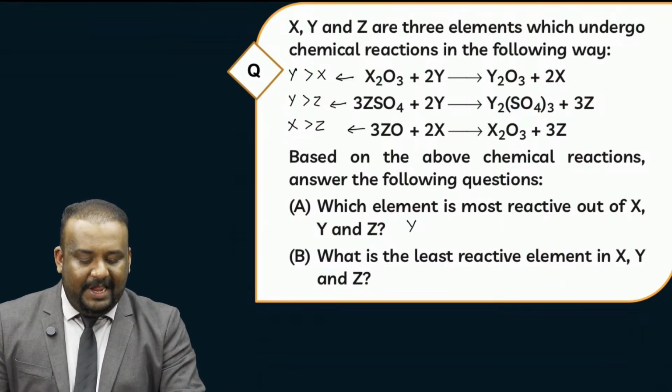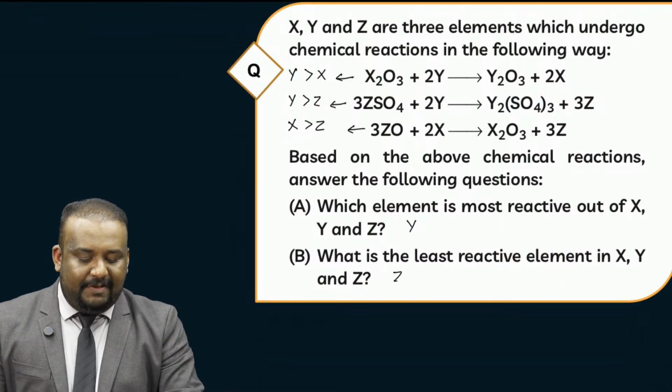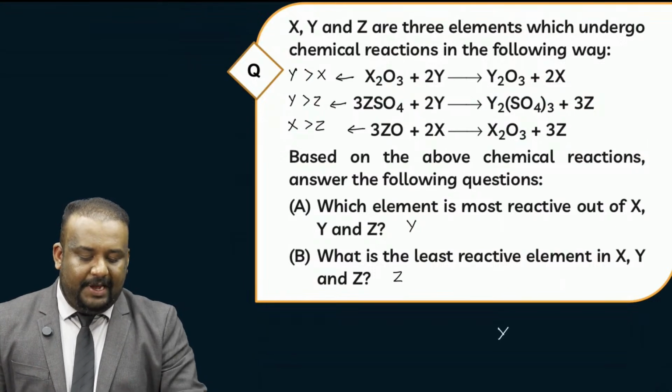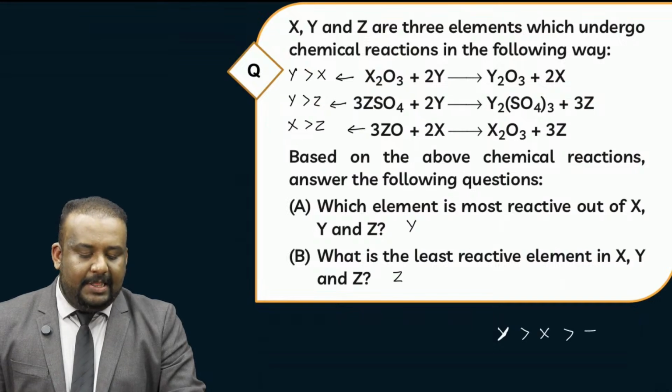So what will be the least reactive element? The least reactive element will be Z. So if they ask you to arrange them based on the order of their reactivity, we can say Y will be most reactive, then X, then Z.